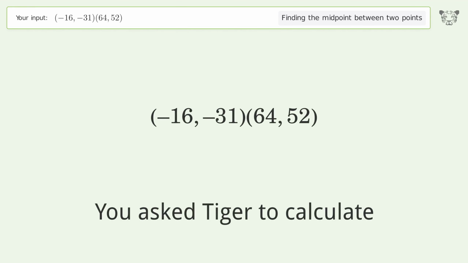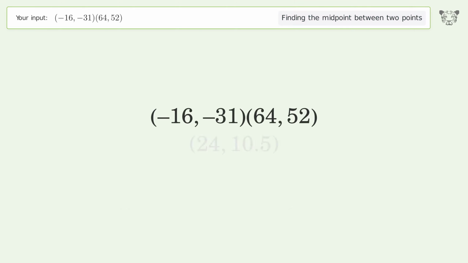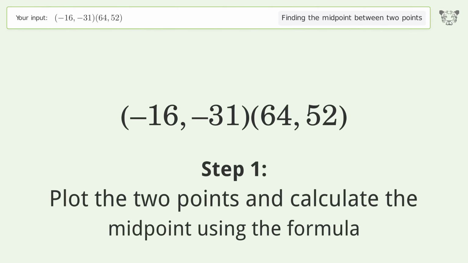You ask Tiger to calculate. This deals with finding the midpoint between 2 points. The midpoint between the 2 points is 24, 10.5. Let's solve it step by step. Plot the 2 points and calculate the midpoint using the formula.